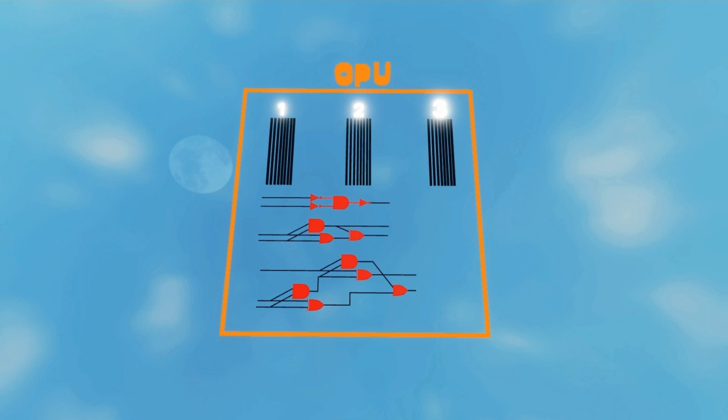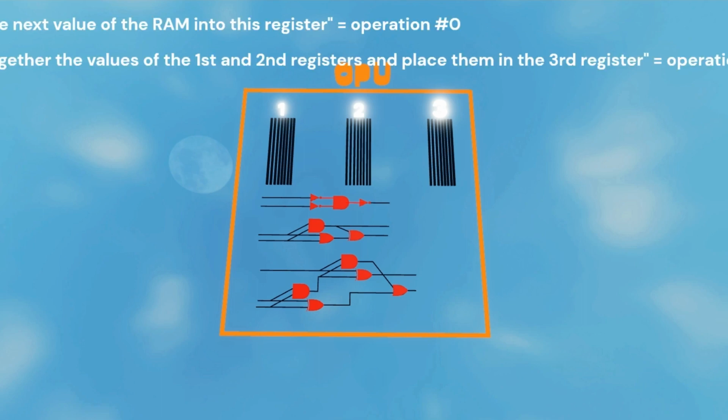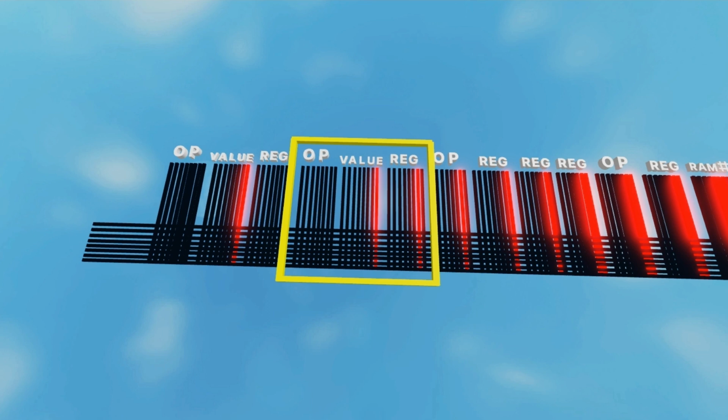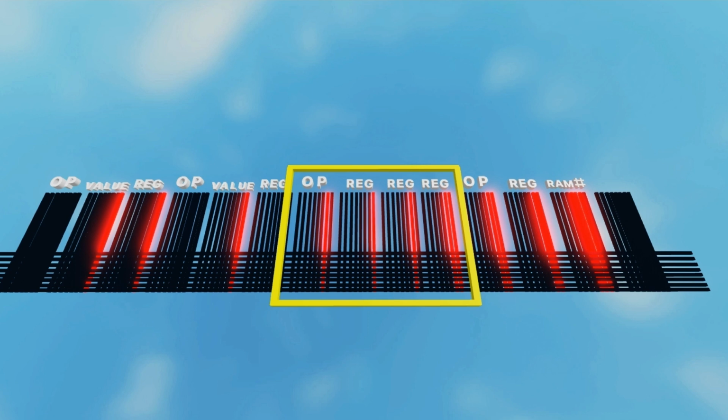For example, in a real CPU, there would be no "add together the next two values in the RAM" operation. Instead, there would be a "place the next value of RAM into this register" operation, and a separate "add together the values of these two registers and store them into this third register" operation. So to add together the next two values in the RAM, you would have a "place the next value of the RAM into the first register" operation, followed by a "place the next value of RAM into the second register" operation. And then an "add together the values in the first register and the second register and place it into the third register" operation.